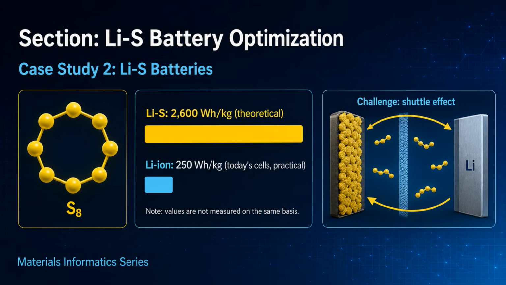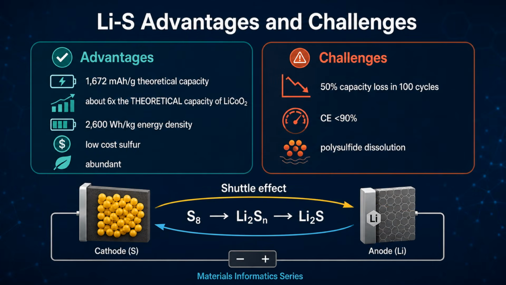Our second case study tackles lithium-sulfur batteries, which promise the highest theoretical energy density of any rechargeable chemistry. While commercialization remains challenging, MI is helping solve the degradation mechanisms that have limited practical applications. Lithium-sulfur batteries offer a theoretical capacity of about 1,670 mAh per gram, roughly 6 times the theoretical capacity of lithium cobalt oxide. Theoretical energy density is exceptionally high.